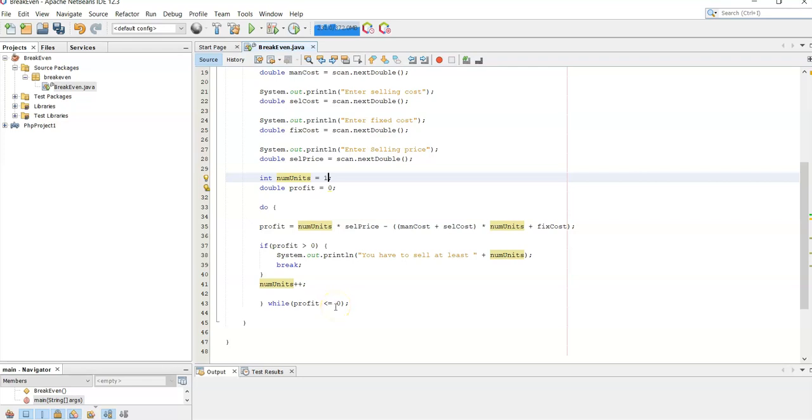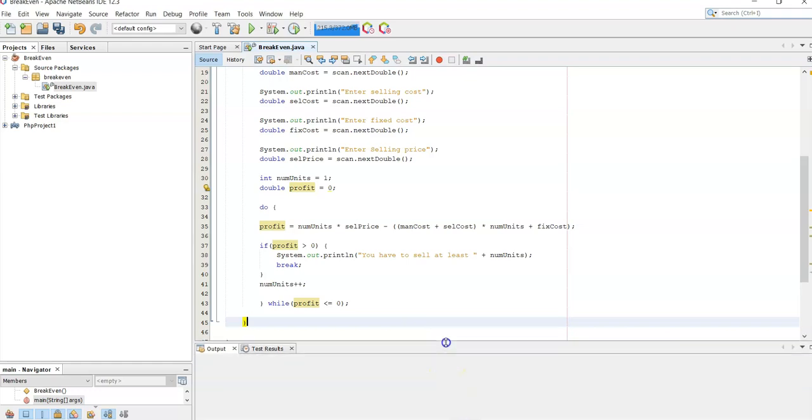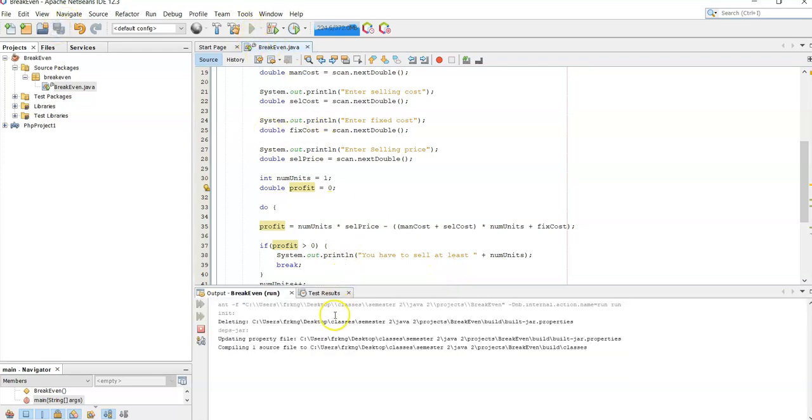If it is greater than 0 or less than 0. If it is less than 0, it will go up again here till it reaches profit greater than 0. Okay, so let's take a look if it is working properly.